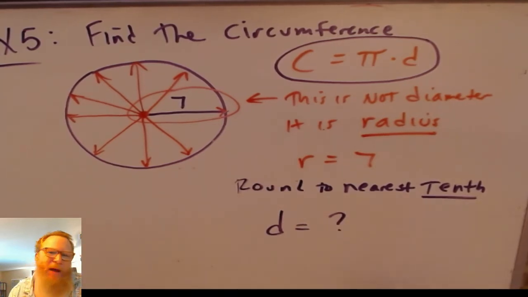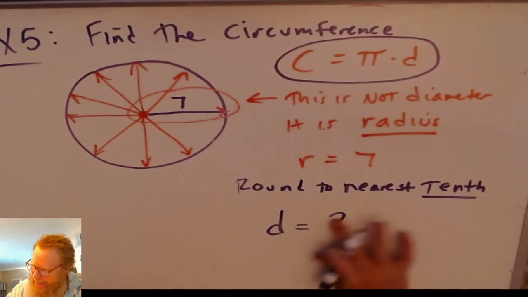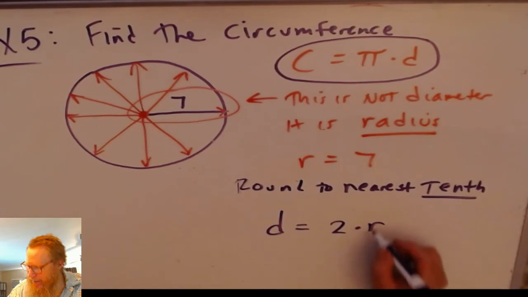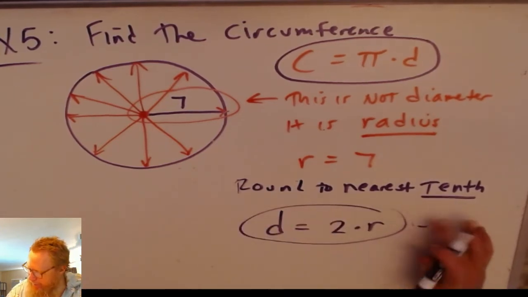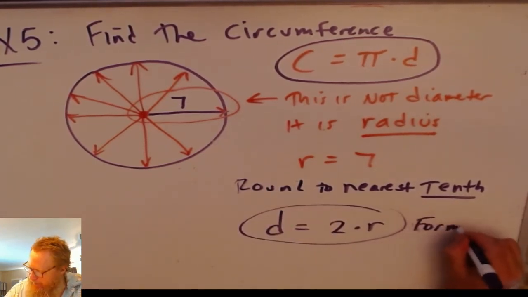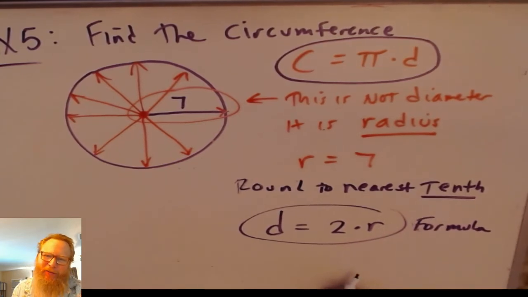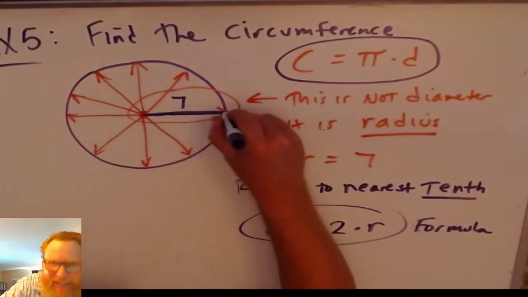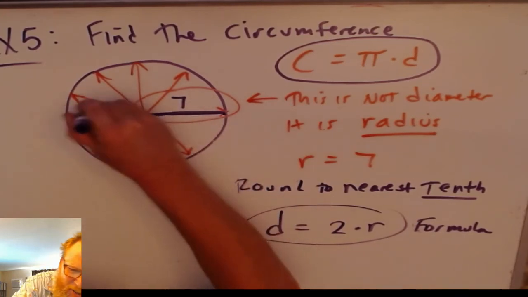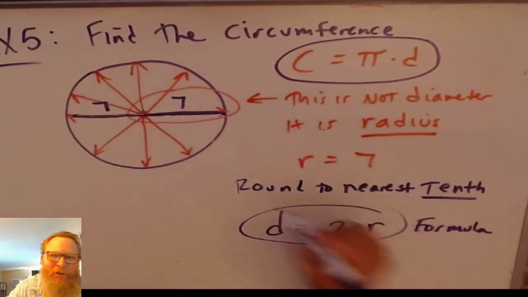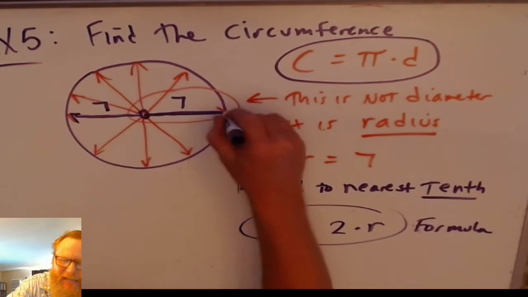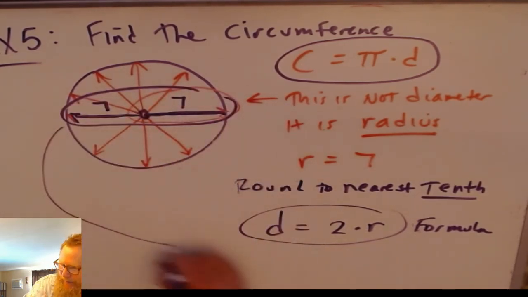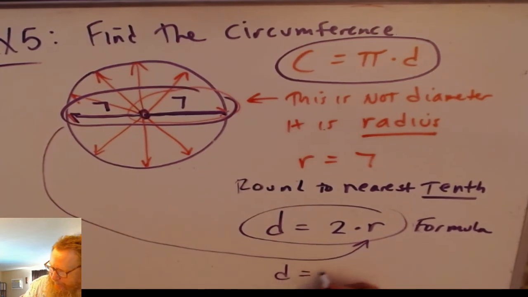Now you could memorize a formula for d. It's 2 times r. And that's technically the formula. But you don't really need the formula, right? It's common sense. If this side is 7, then this side is also 7. It's a circle, so the 2 radii are the same. And so the total diameter is 14.